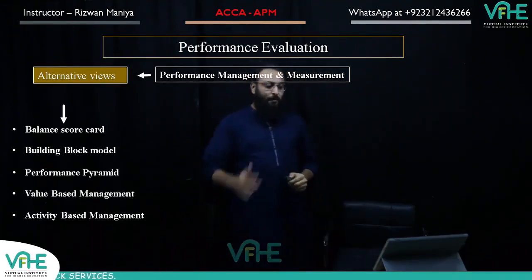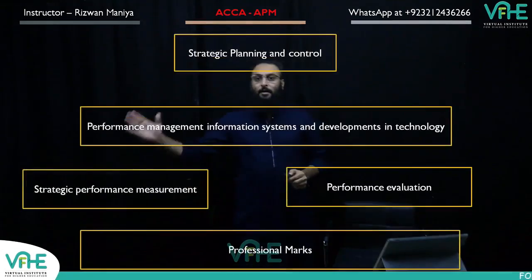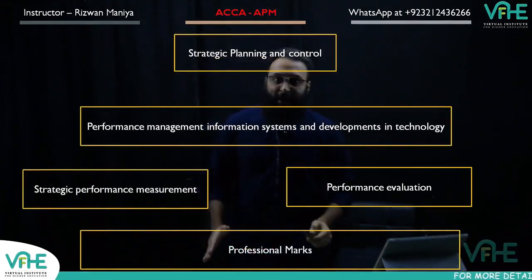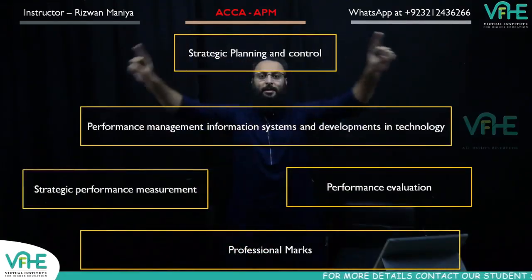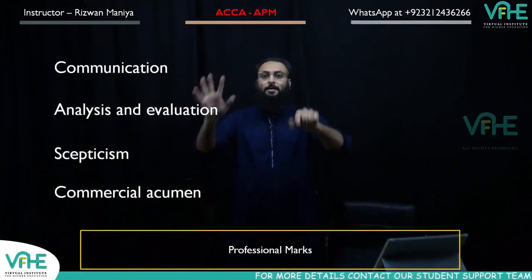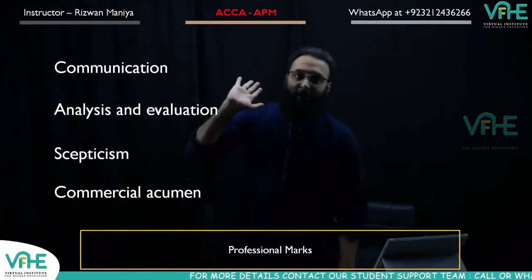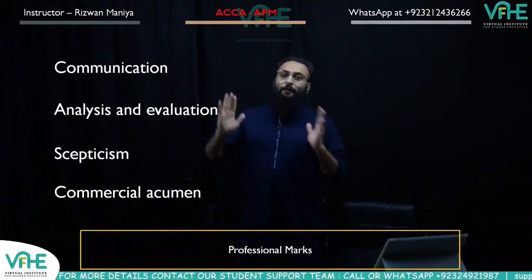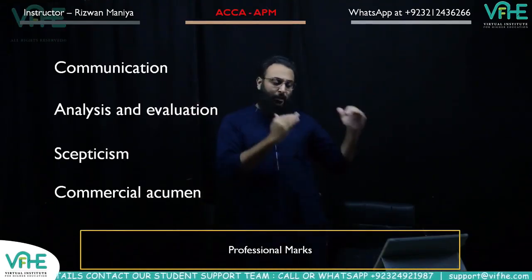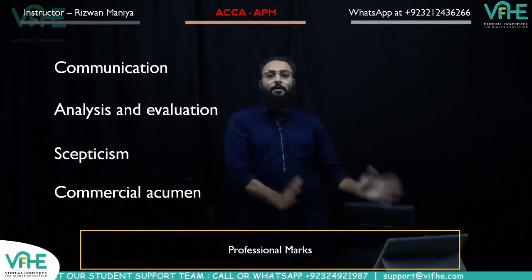Now let's move on towards the last section. APM done. Now the last section, professional marks. 20 professional marks will be in your examination. 10 for section A, 10 for section B. In section B, 5 for one question, 5 for the other question.